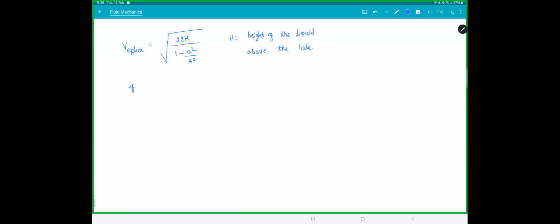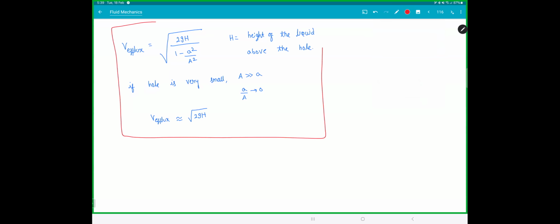Now, if the hole is very small, that is, if the area A becomes much greater than small a, then your a by A will tend to 0. Then the velocity of efflux formula becomes approximately root 2gh, which is like a freely falling body, isn't it? If you drop a particle from a height h, that would be the speed actually. So these are the two results. One is for a small hole and one is for when the area is given. Unless they mention in the question that the hole is small, don't use root 2gh.